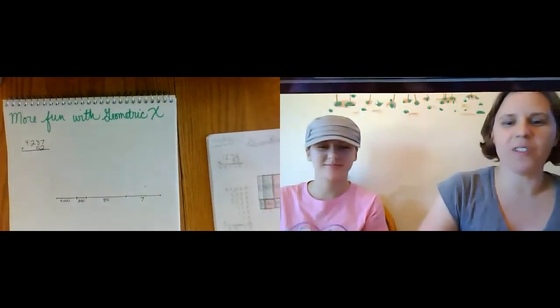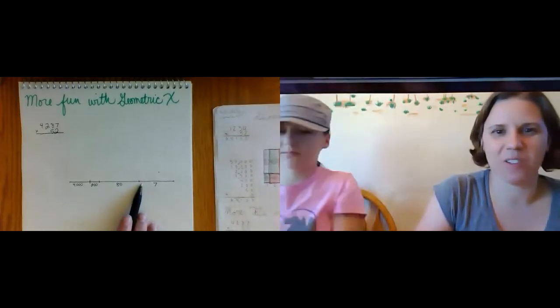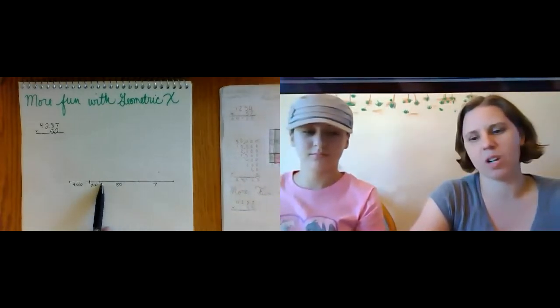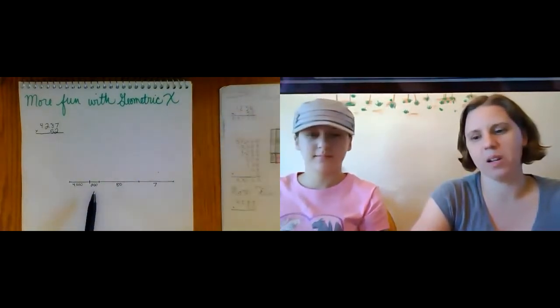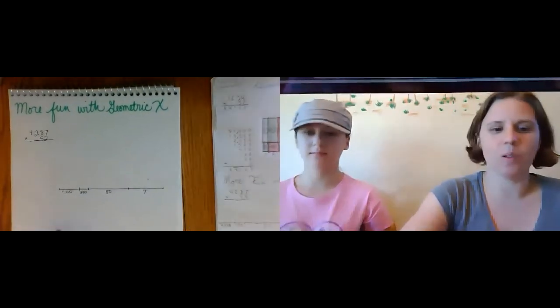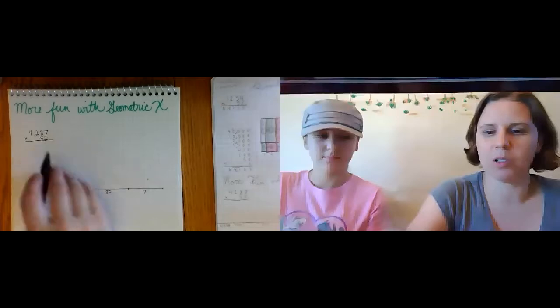Okay, so more fun with geometric multiplication. Here you see the line I've drawn with my 7 units, my 80, my 200s and 4,000s. Now we've got our multiplicand line drawn along the bottom here. Now we've got to draw our multiplier line along the side. And so we've got 2 units with our multiplier.